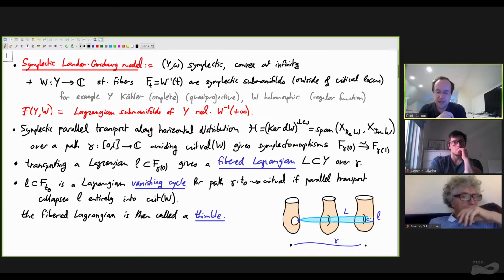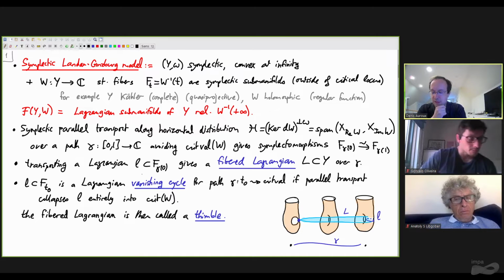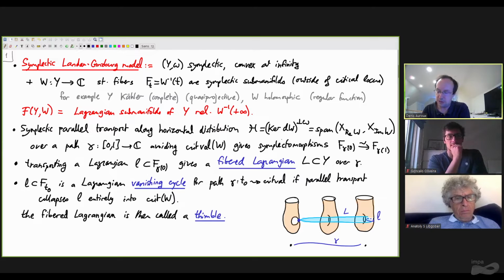So a basic fact of symplectic geometry is that in a fibration, all the smooth fibers are the same. This is very different from complex geometry. The reason for this is that any kind of symplectic fibration has a preferred horizontal distribution, which is the orthogonal to the smooth fibers. And so that gives you a preferred connection that you can use to transport points from one fiber to another over a path.